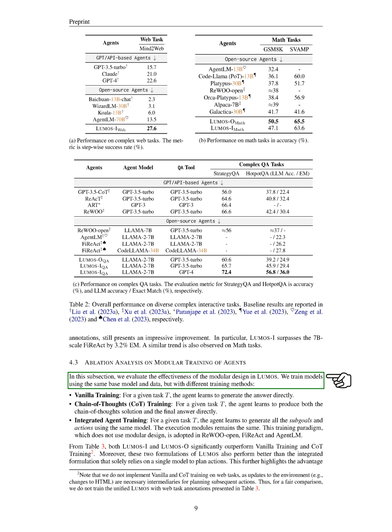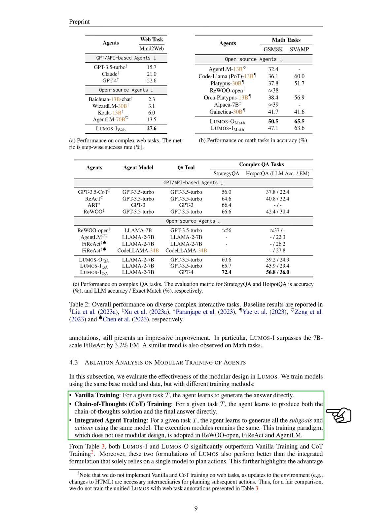We also evaluated the effectiveness of the modular design in LUMOS. For a given task T, the agent learns to generate all the subgoals and actions using the same model. The execution modules remain the same. This training approach, which does not use modular design, is adopted in Rewu Open, FireAct, and Agent LM. From our results, both LUMOS I and LUMOS O significantly outperformed vanilla training and COT training.